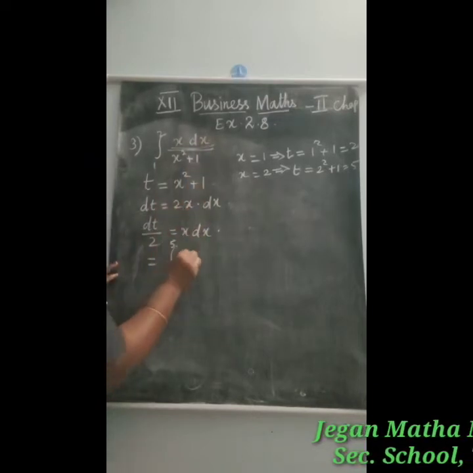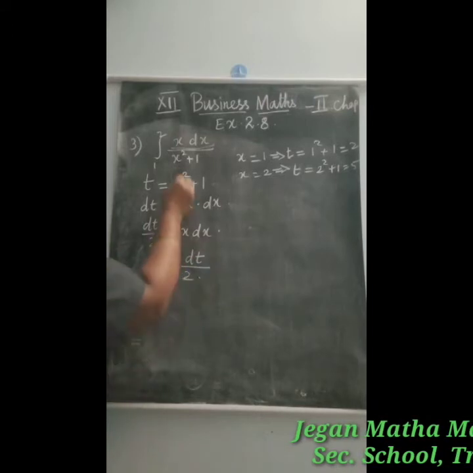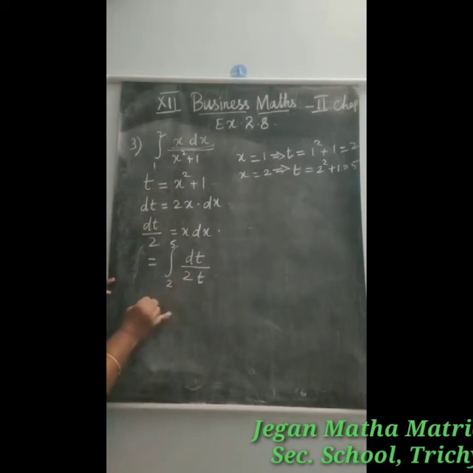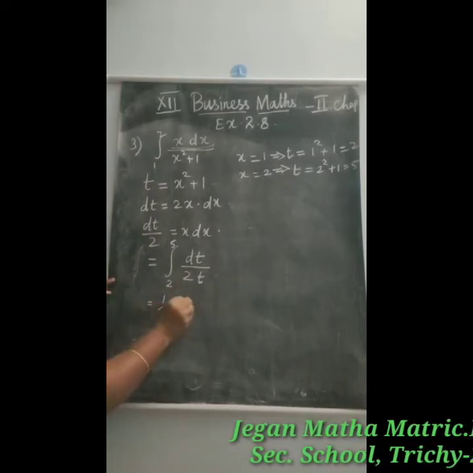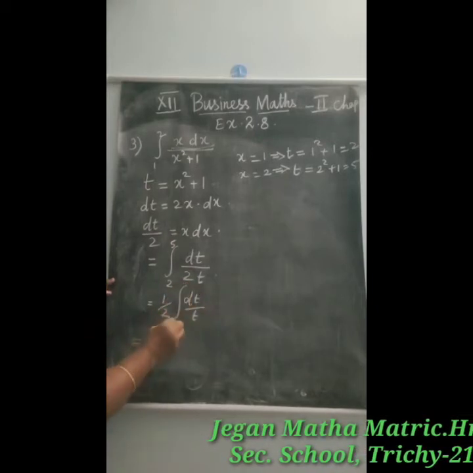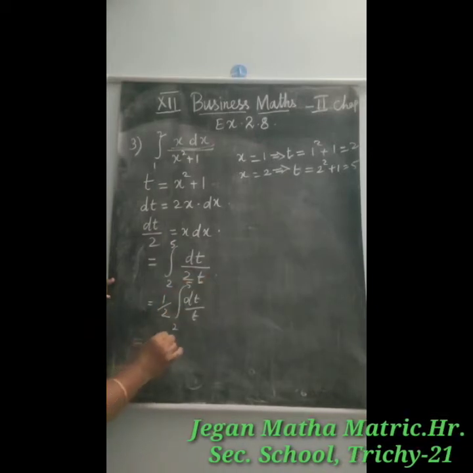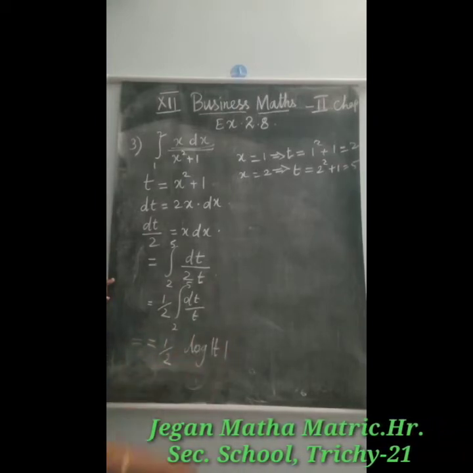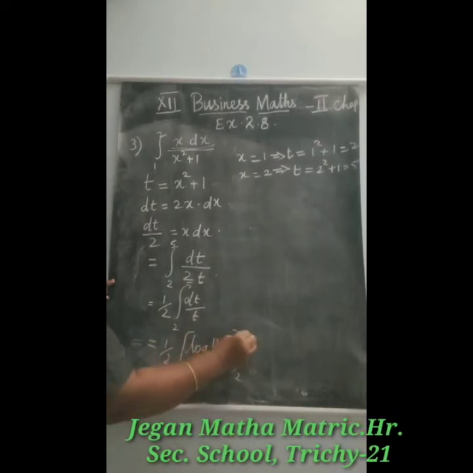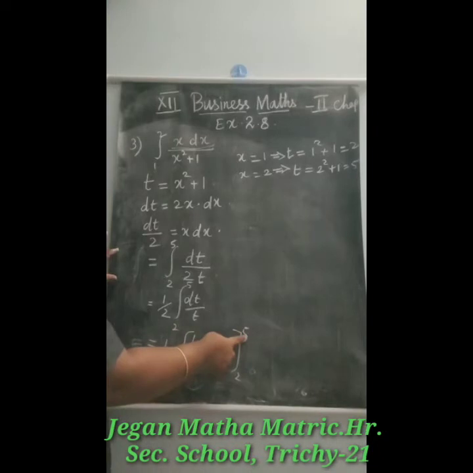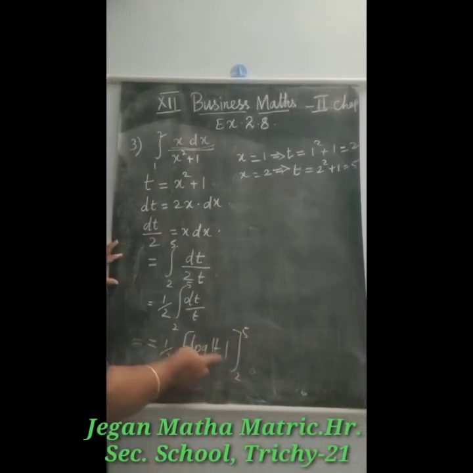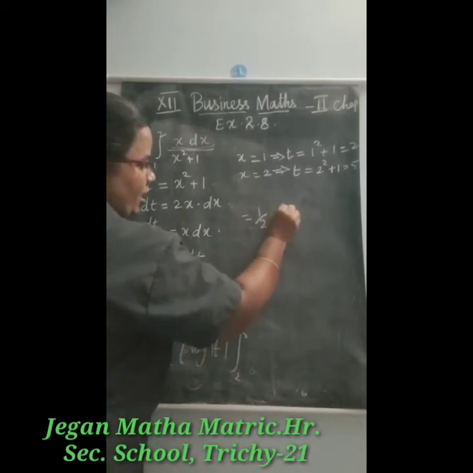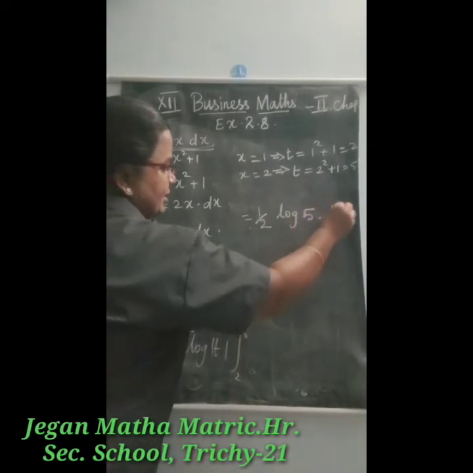x dx is equal to dt by 2. And x squared plus 1 is t. Now 1 by 2 is the constant term, so you have to take out 1 by 2, and dt by t integral of 2 to 5. So that is equal to 1 by 2 into log of modulus of t, limit value 2 to 5. Instead of t we have to substitute first 5, and then 2. So that is equal to 1 by 2 into log of 5 minus log of 2.